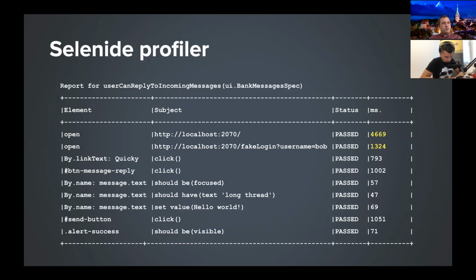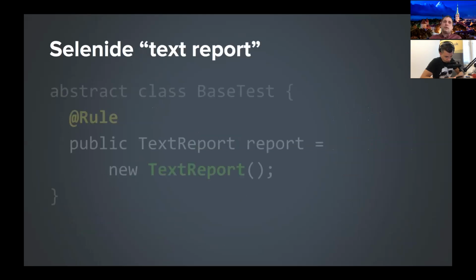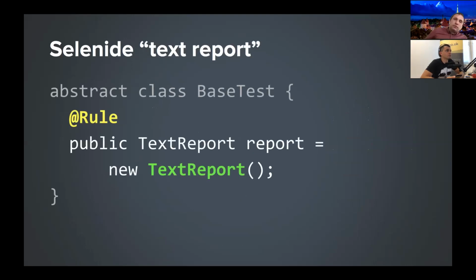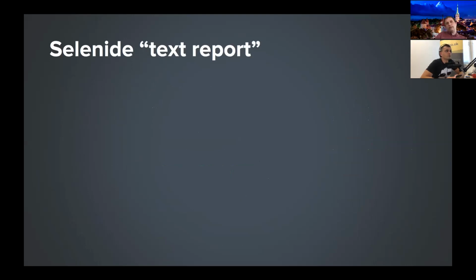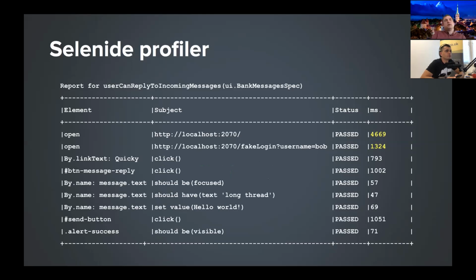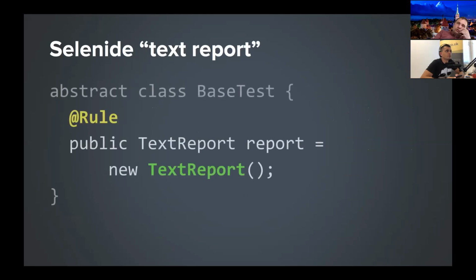And if you still think that you need some rich report, okay, how to do it? To enable this report, you need to add a rule or listener. We have support for 3 major testing libraries: JUnit 4, JUnit 5, and TestNG.